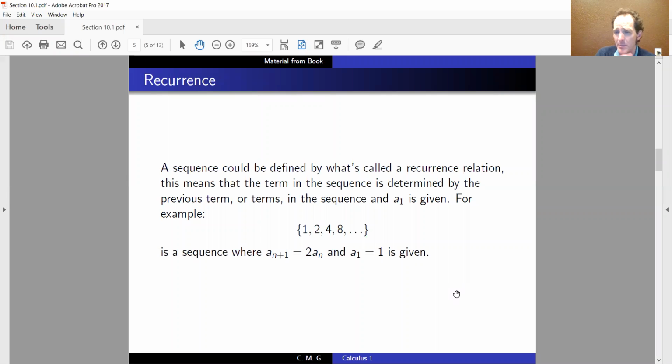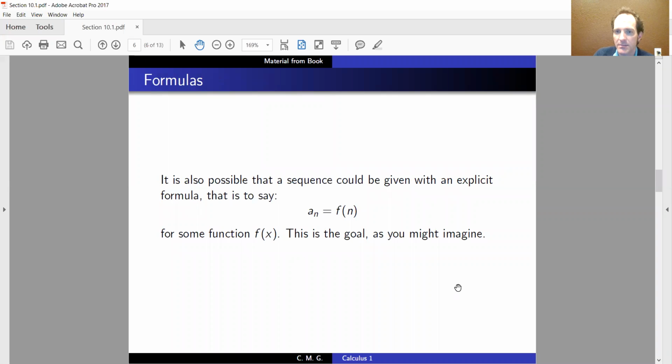So the takeaway from all this, I guess, is that you don't have to know how to get between the two immediately right away for every single sequence you're ever given. But for specific ones, we will figure out how it works.